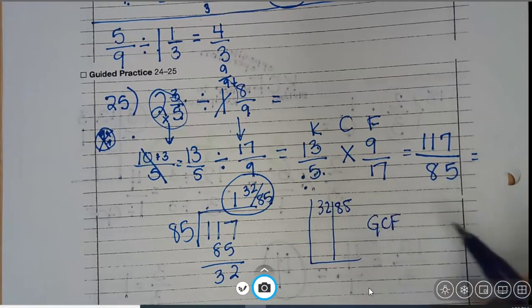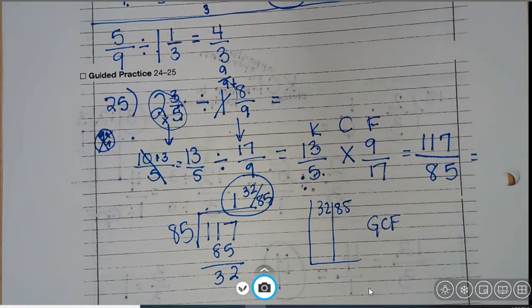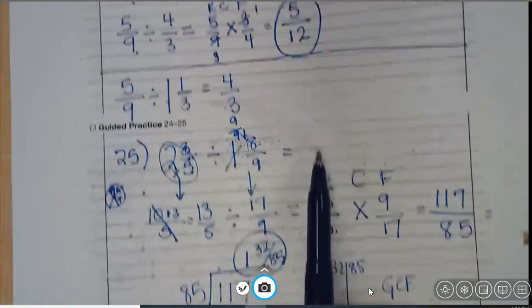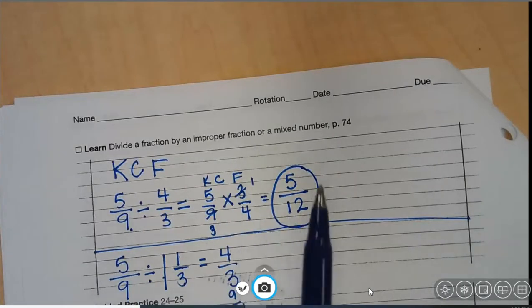And that is how to find the answer to a fraction divided by an improper fraction, or a fraction divided by a mixed number, or a mixed number divided by a mixed number.